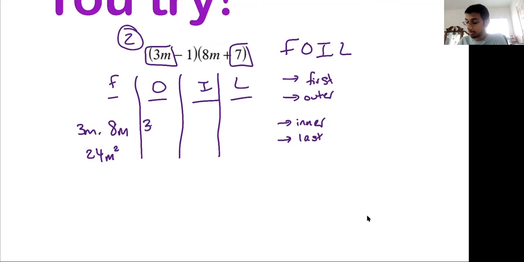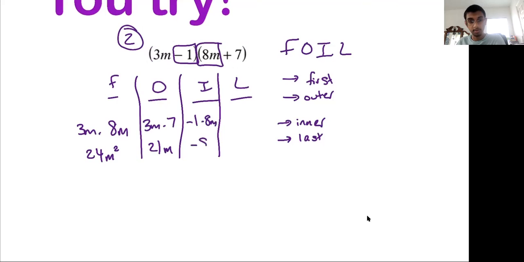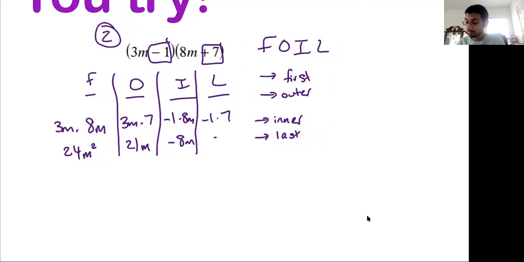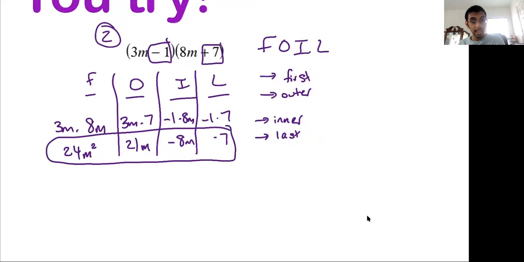So we multiply 3m times 7, and that becomes 21m. Then we have our inner terms, which are negative 1 and 8m. So we multiply those. That's negative 8m. And then finally, we have our last terms, which are negative 1 and 7. So negative 1 times 7. It becomes negative 7.